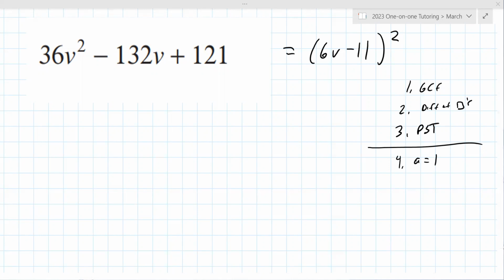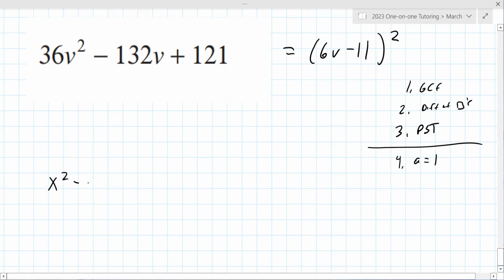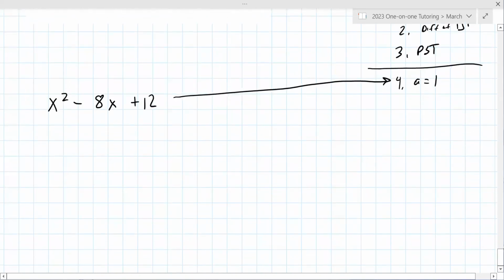So I'm just gonna read it out loud. X squared minus 8x plus 12. Okay, so this is that next type I was mentioning, a equals 1. Good example.